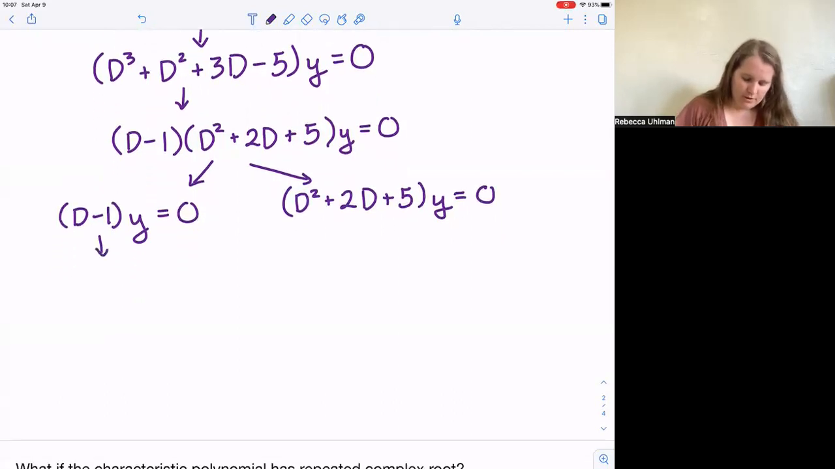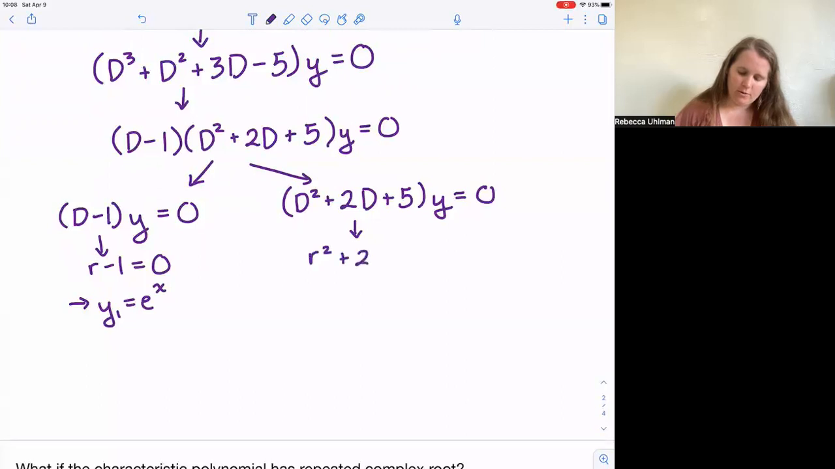This first one, we have characteristic polynomial r minus 1 is equal to 0. And so we get that our y1 is just e to the x. The second one would have characteristic polynomial r squared plus 2r plus 5, or (r plus 1) squared plus 2 squared, and then this is equal to 0. This would give us complex roots.